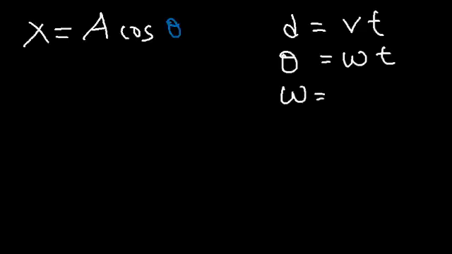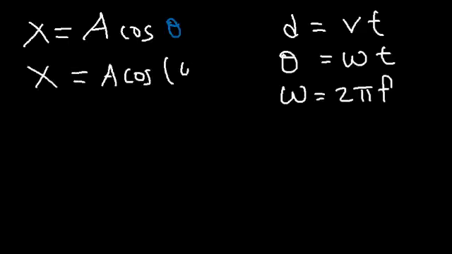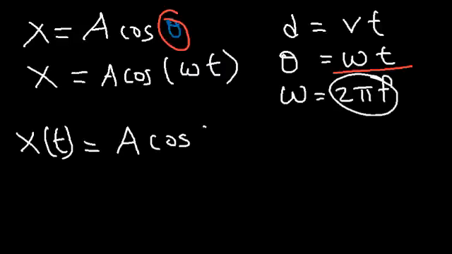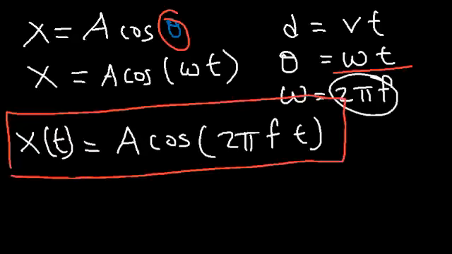Omega, which is the angular velocity, is equal to 2 pi times the frequency. So therefore, we could say x is equal to A cosine omega t, since theta equals omega times t, and then we can replace omega with 2 pi f. So x, the position function with respect to time, is equal to the amplitude times cosine 2 pi f t. So make sure that you write this equation down. This is an equation that you need to know.